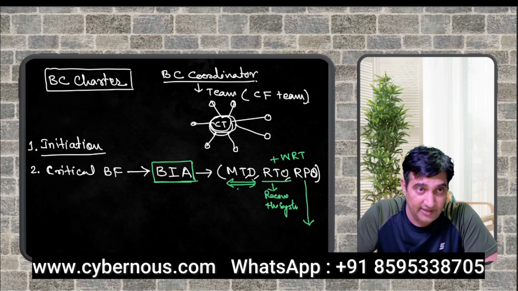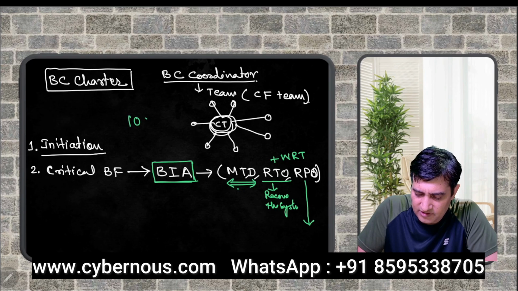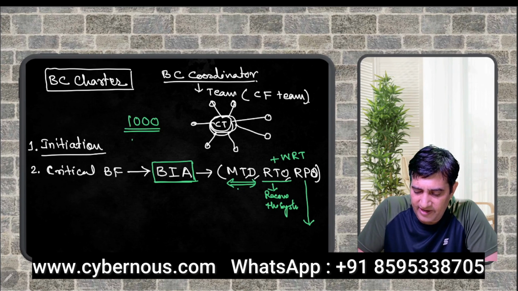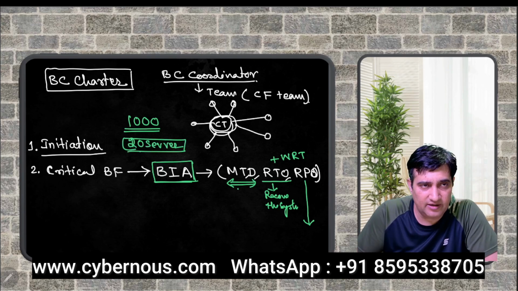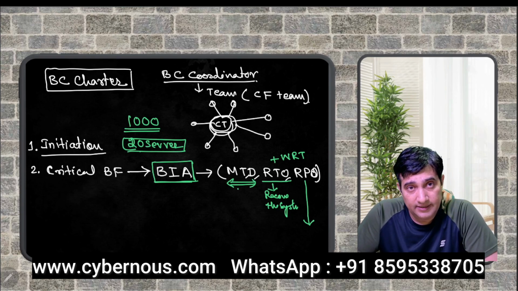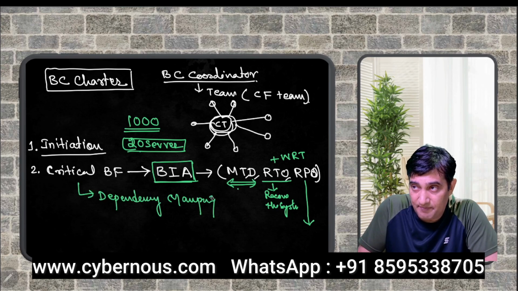Once you identify all these parameters, let's say you have 1000 servers in your data center, and out of that you have identified, let's say, 20 servers which are very much required, without which the business will go for a toss. Then you also create some kind of dependency map. You are going to create a dependency mapping as well.